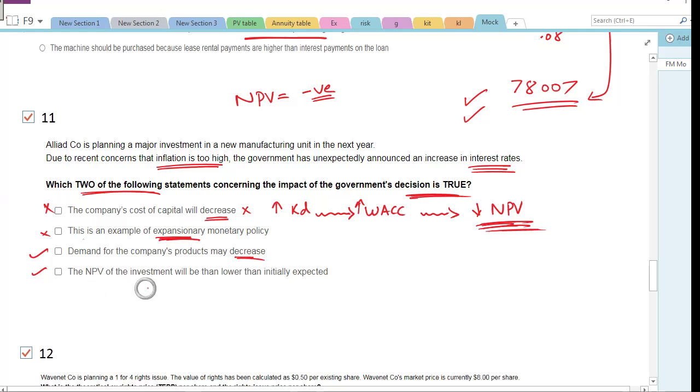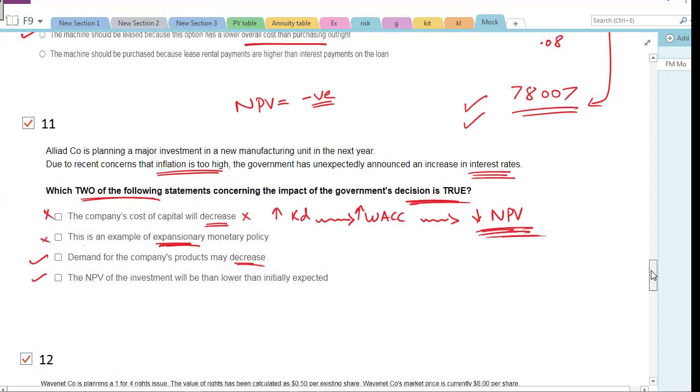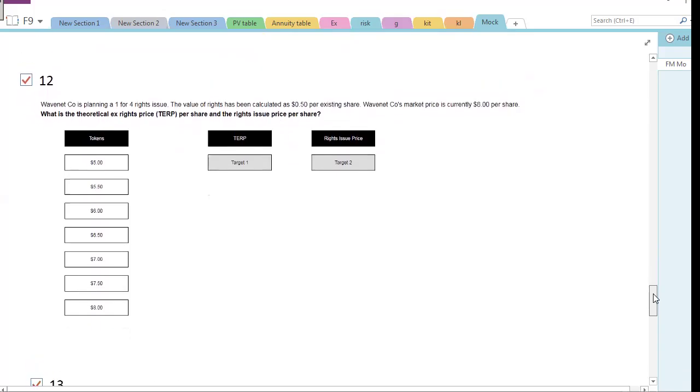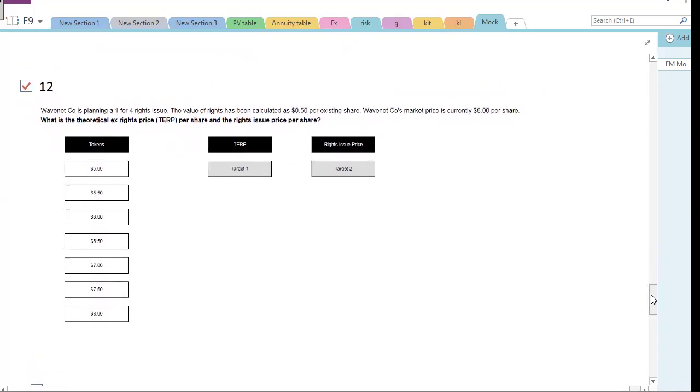The next one, NPV of the investment will be lower than initially expected. As we just mentioned in the first one, NPV is going to be lower, so this is also true, right? So see, you can save a lot of time when there is no calculation involved. Unfortunately, we have some calculation in the next one. So I'll again pause the video and read the question carefully.